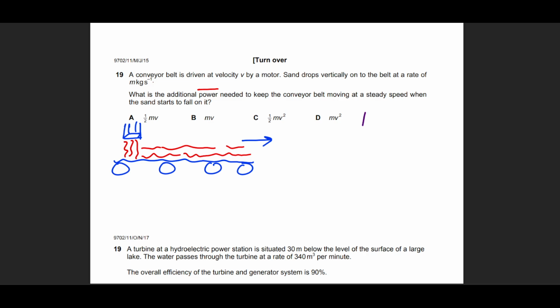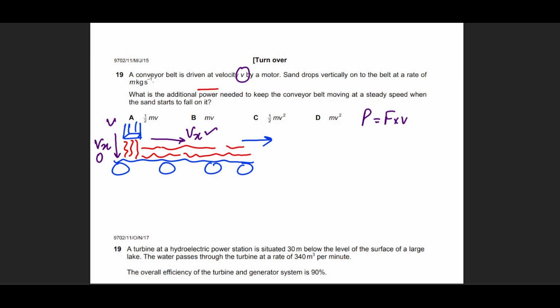Since we're dealing with power, power is equal to force into velocity, right? He says that the conveyor belt already has a velocity v. Now notice that the sand, when it eventually falls on the belt, has no velocity in the forward direction. Although it has velocity, it's in the downward direction. What is the final velocity? It's in the right direction. So the x-axis component of the velocity before it falls is 0, but now it has some value.